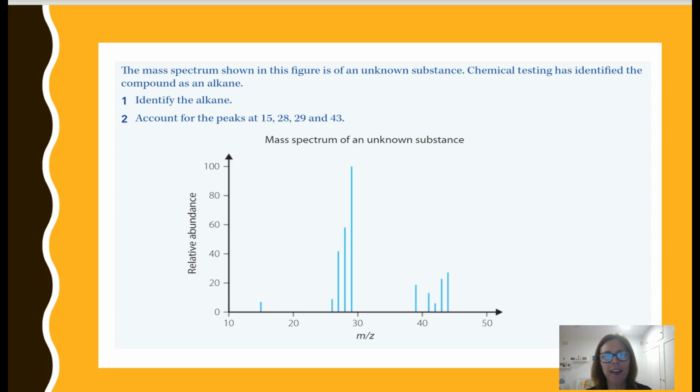Okay, hopefully you have had a bit of a go and worked out that the substance is propane, so CH3, CH2, CH3. So the peak we've got at 43 will be a loss of a hydrogen from our molecular ion. There's a peak at 29. So 29 plus 15 brings us up to that 44, which is the mass of our substance. So there's a loss of a CH3 group.